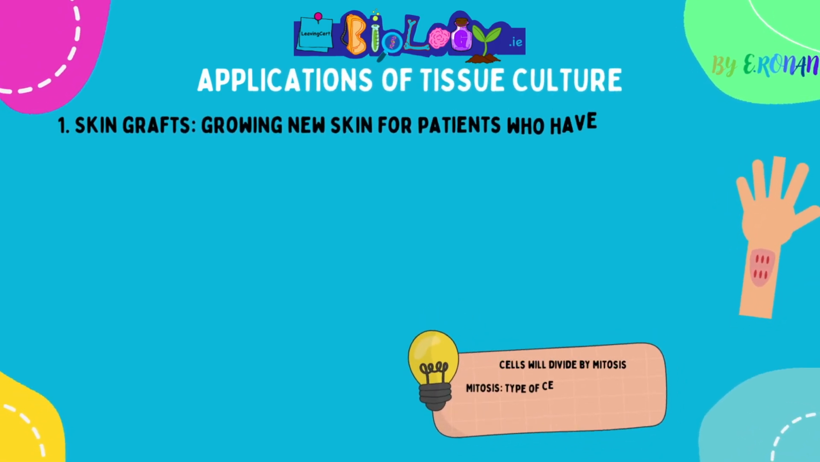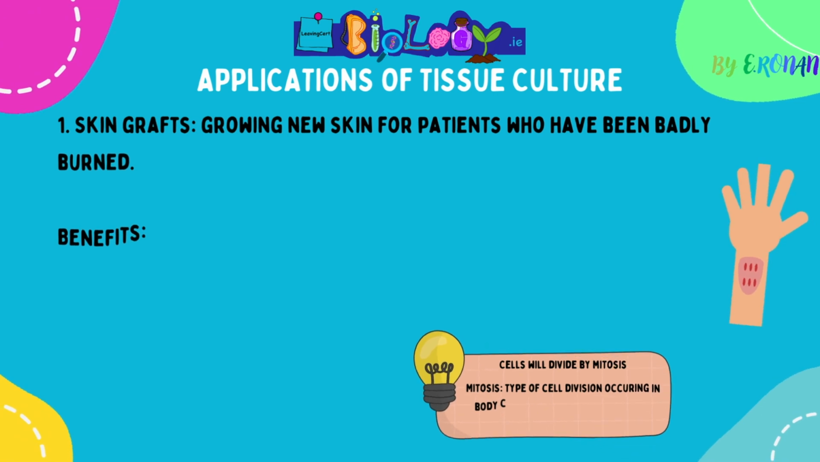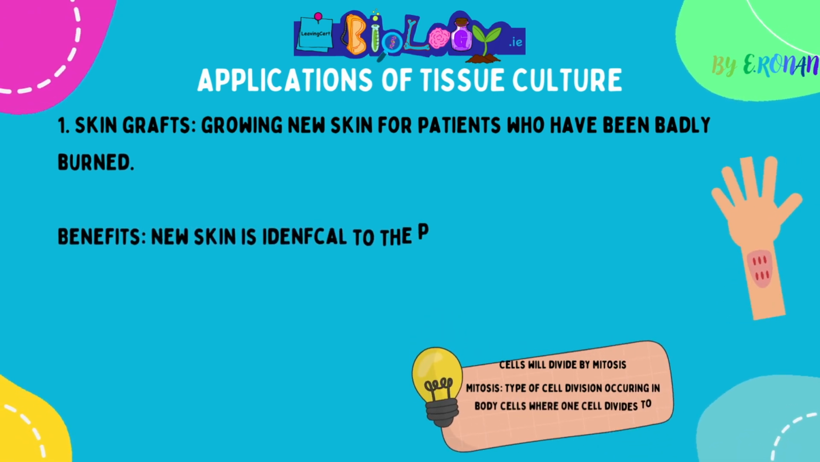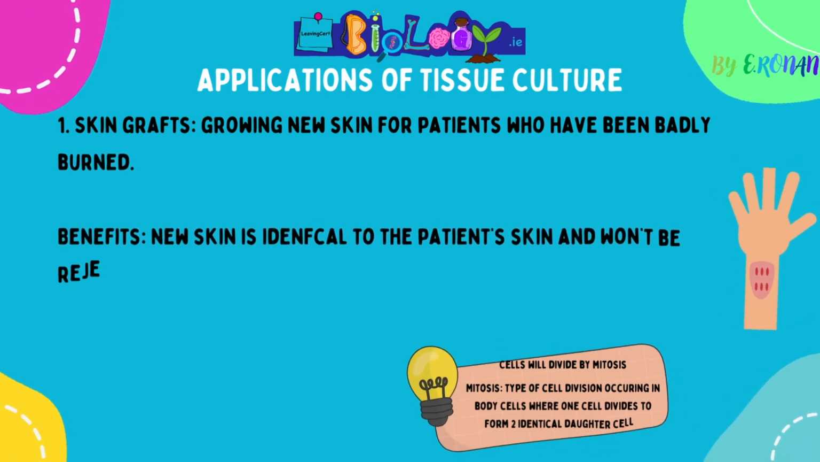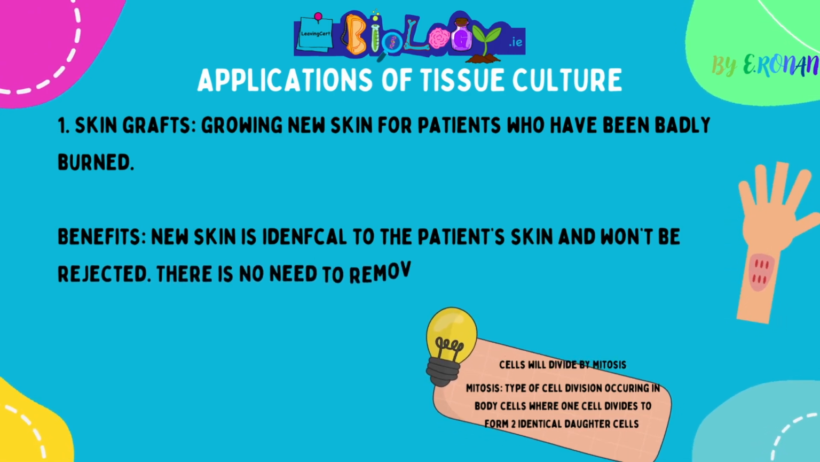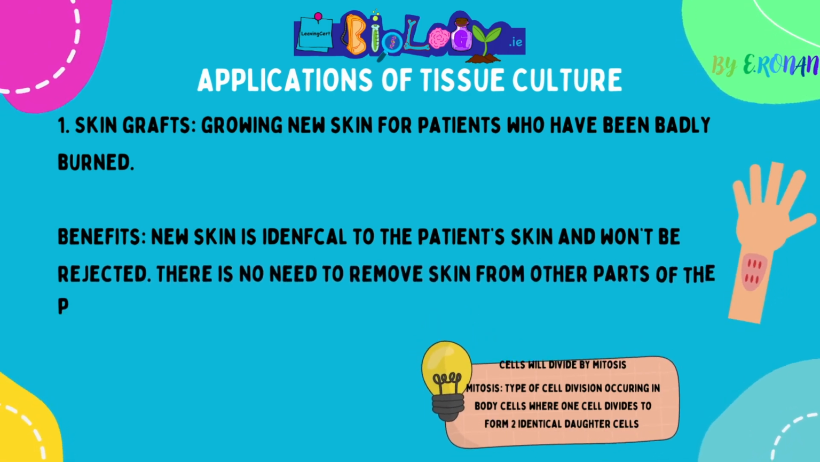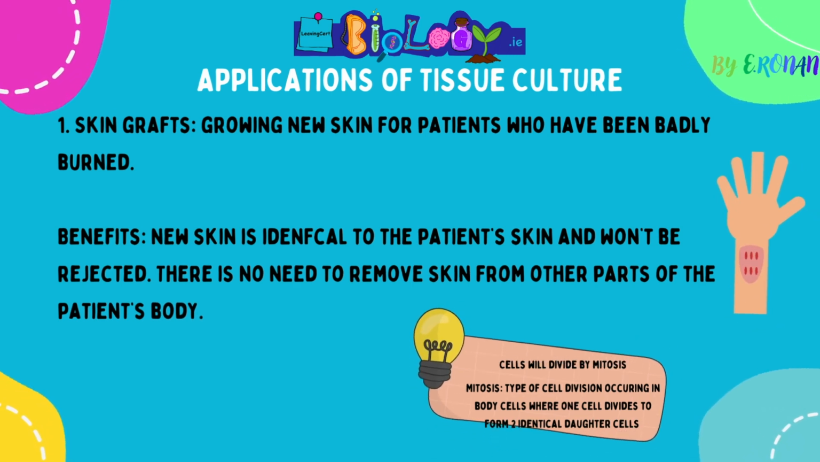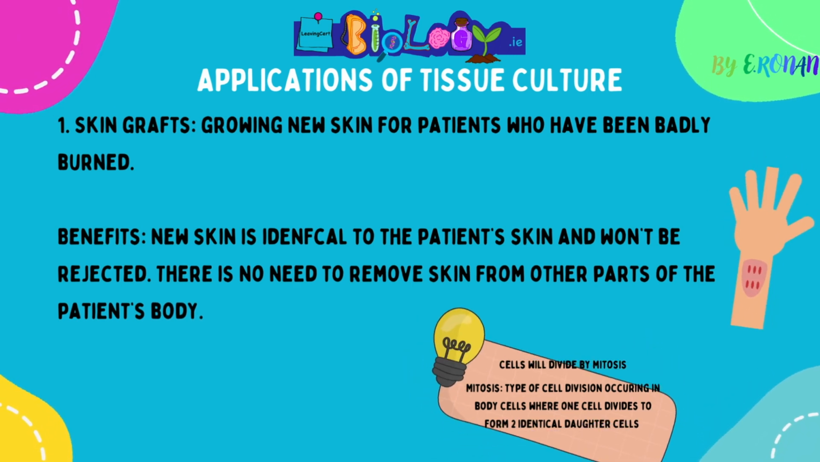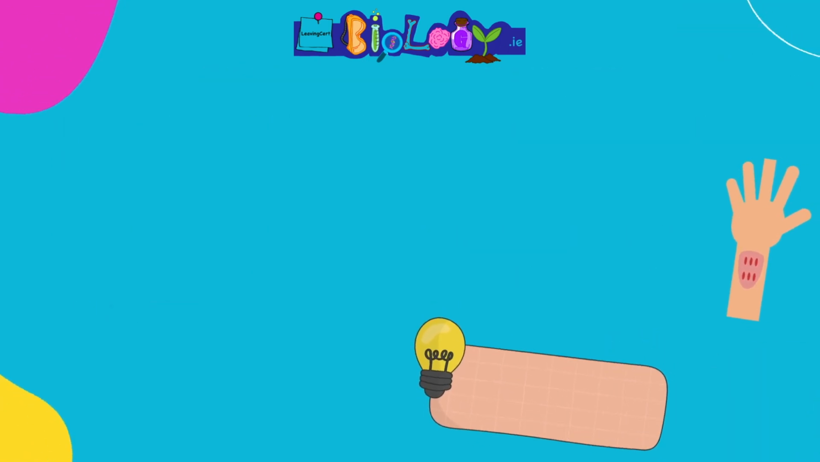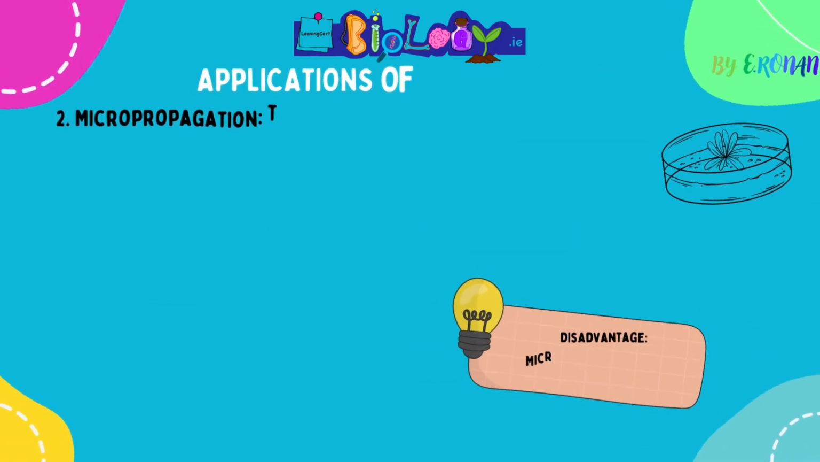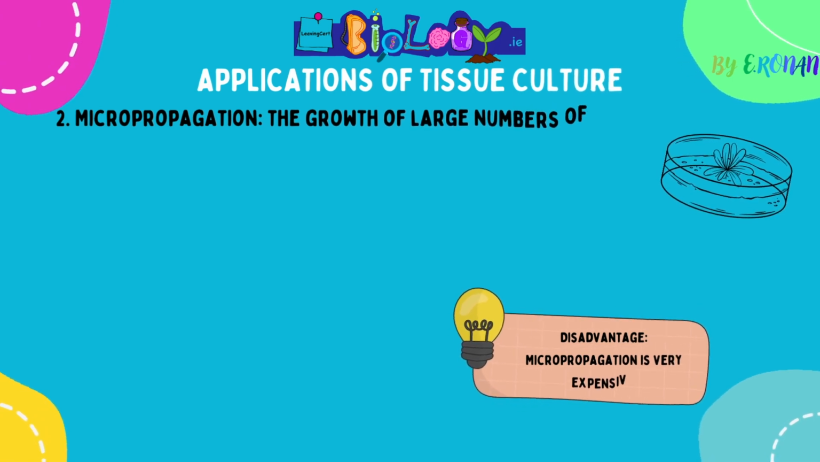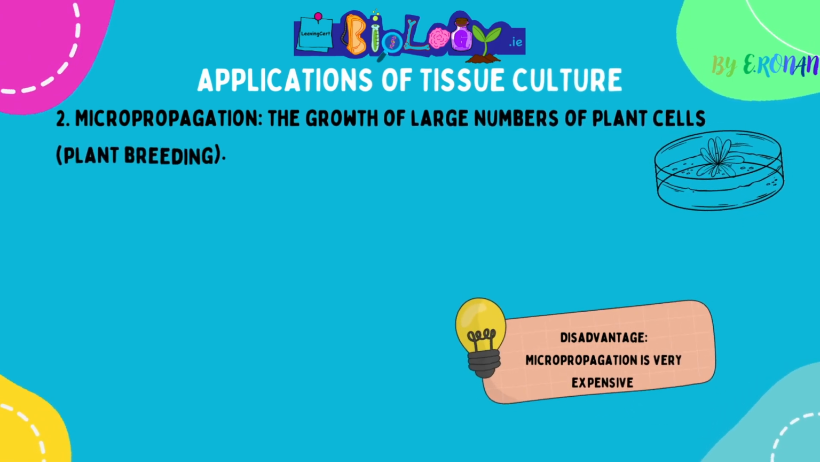Applications of tissue culture, so skin grafts or growing new skin for patients who've been badly burned. Benefits: the new skin is identical to the patient's skin and it won't be rejected. So there is no need to remove skin from other parts of the patient's body. Cells divide by mitosis. Remember, mitosis is a type of cell division in which one nucleus divides to form two identical daughter cells.